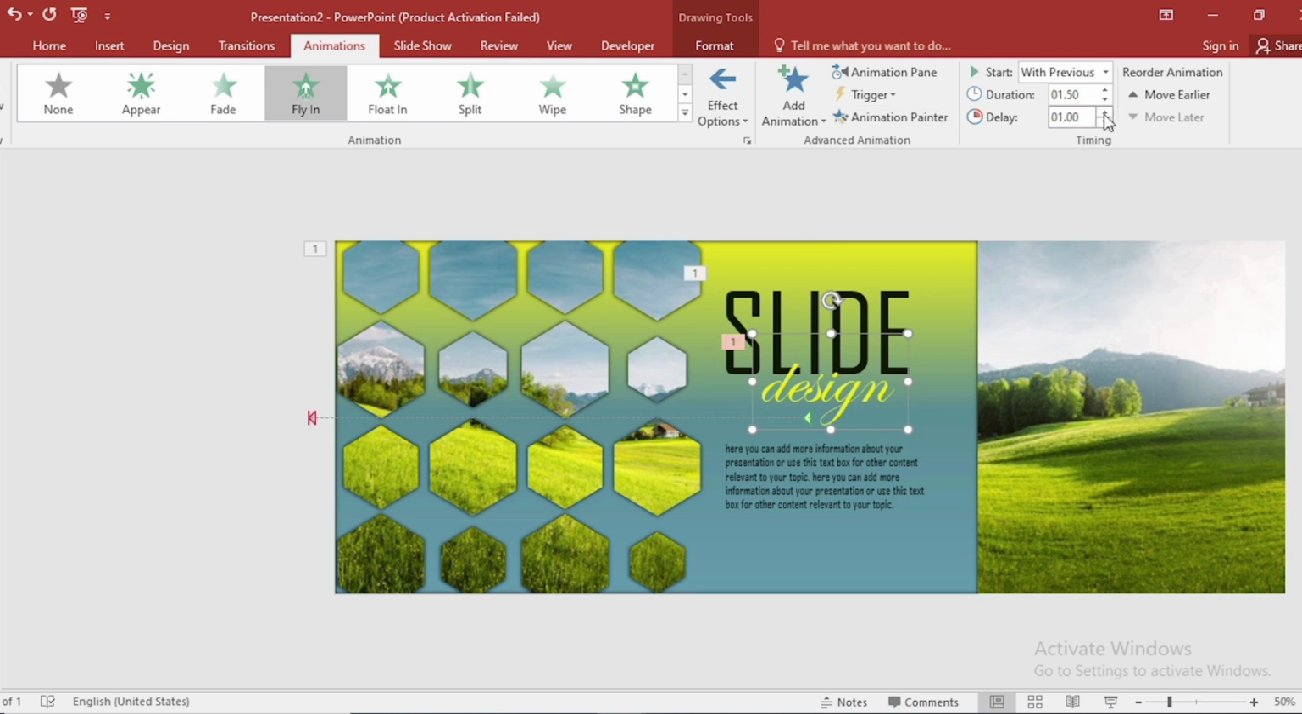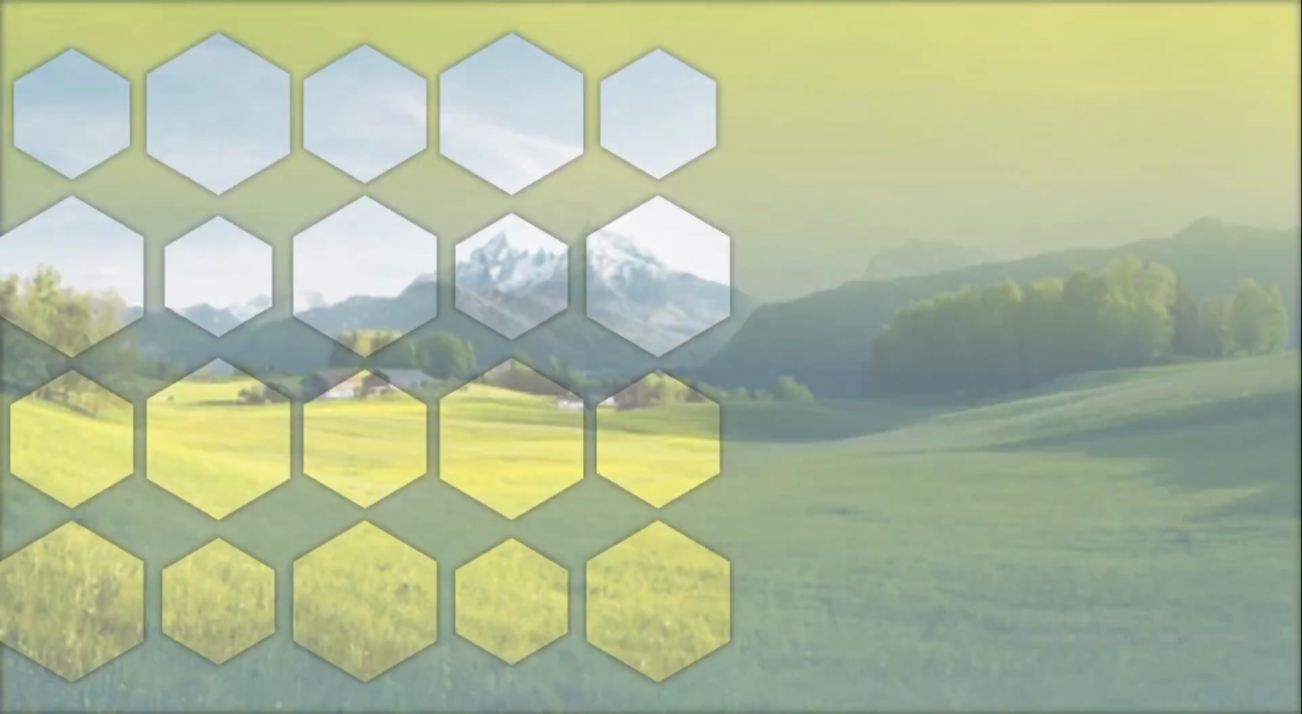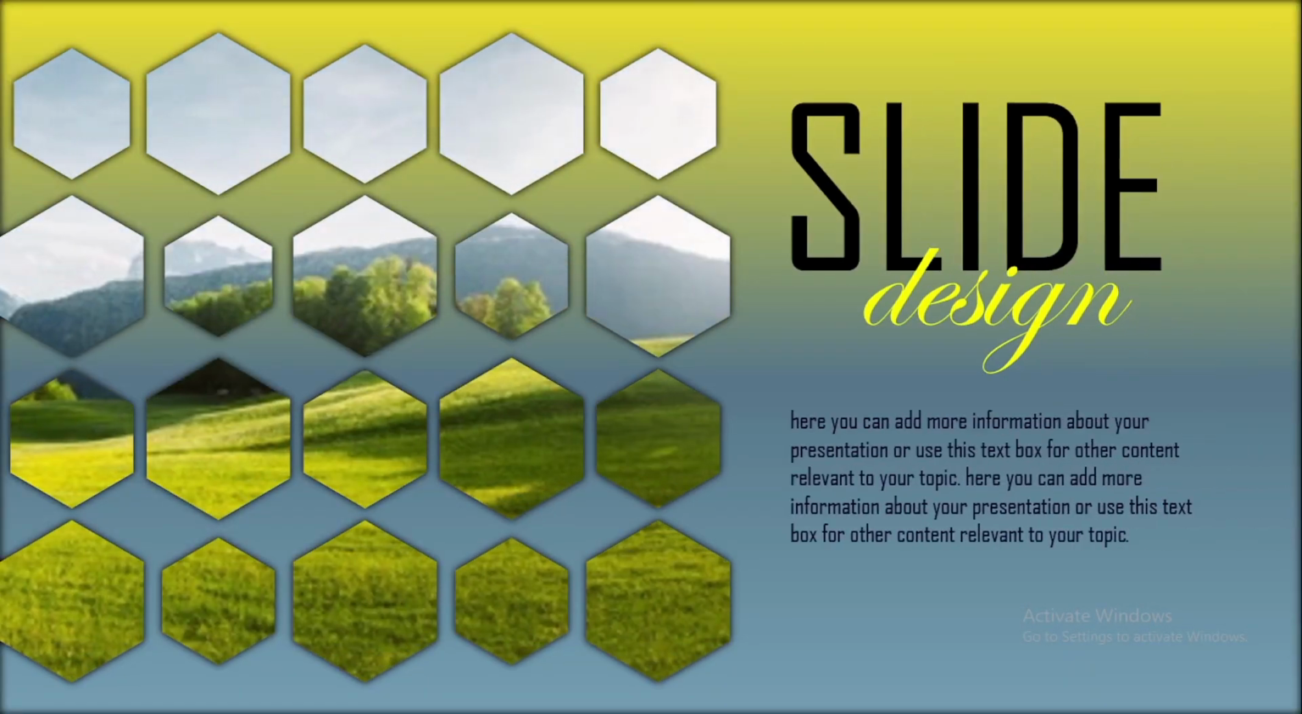Increase delay size. Again click on animation painter and apply on this text box. Increase delay size. Now click on slideshow and see. We have learned how to make a slide design using hexagon shapes in PowerPoint.